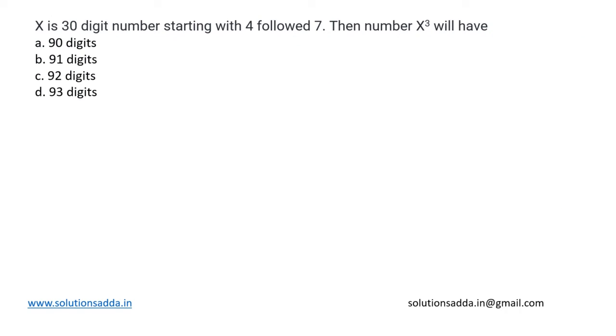This is a mathematics question based upon the precision rules. A number x has been given which has 30 digits. It starts with 4 and it is followed by all the 7s up to 30 digits. We actually need to determine the number of digits that the number x cube will have.